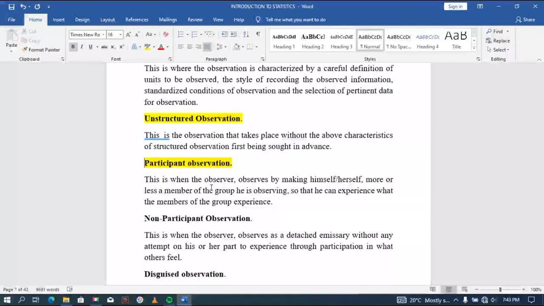So this is when the observer, by making him or herself more or less a member of the group he is observing, can experience what the members of the group experience. And then we have non-participant observation.